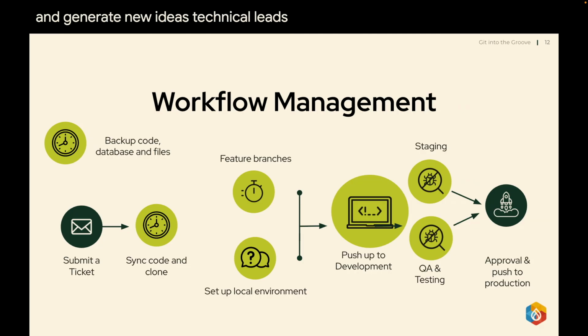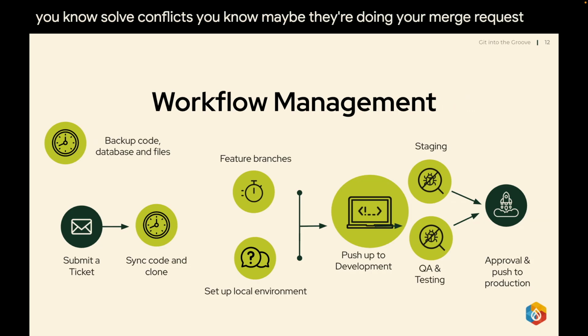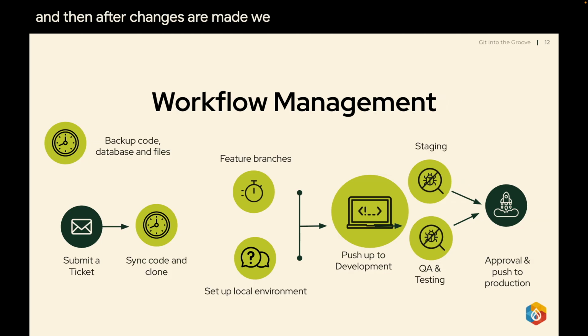Technical leads are kind of at the end where they help solve conflicts. Maybe they're doing your merge requests. And then after changes are made, we have the QA and the tester, and regression tests are performed. The PM decides what changes are made, rinse and repeat, and that makes the teamwork easier.